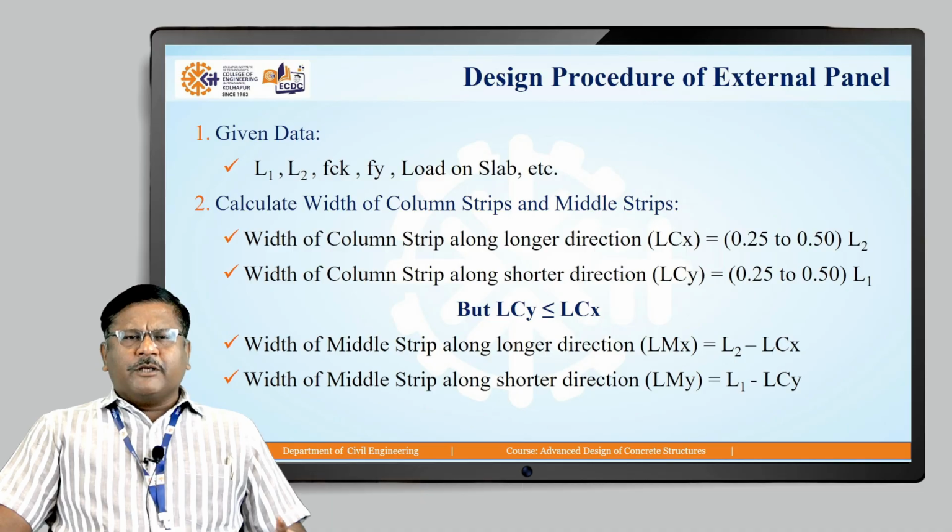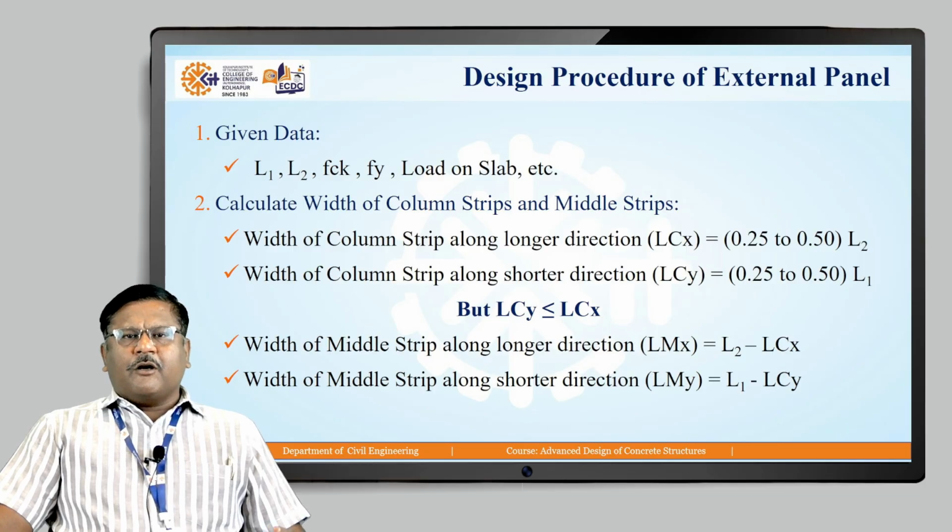Now the first 2-3 steps are the same as the design procedure of internal panel, but still we will discuss it. So the width of column strip along longer direction is LCX, equal to 0.25 to 0.50 L2. So the factor is 0.25 to 0.50. You can choose any value in between 0.25 to 0.50.